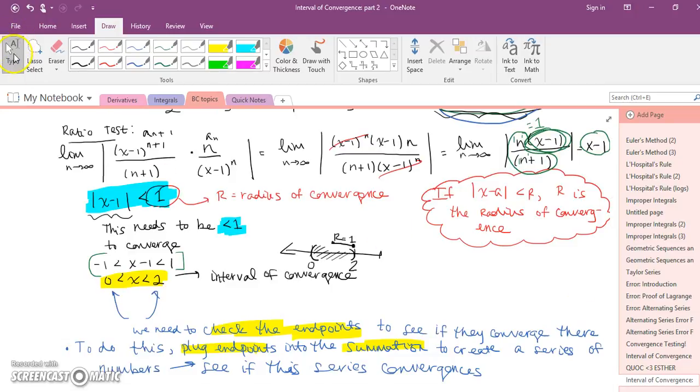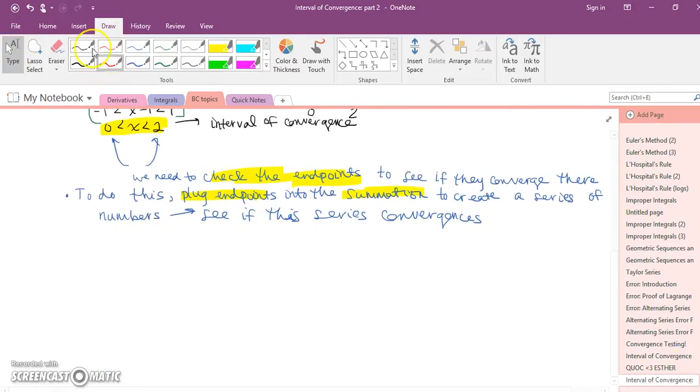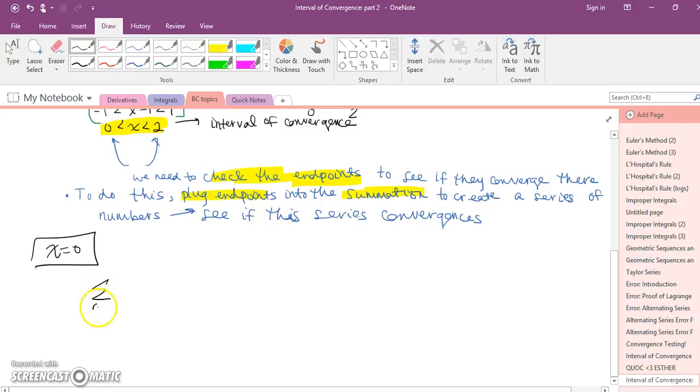So let's do each endpoint one by one. Let's start with the endpoint of 0. So what I'm going to do is plug 0 into my summation. So I'm going to add a summation bar or symbol in front of my general term. So write this in with me here.